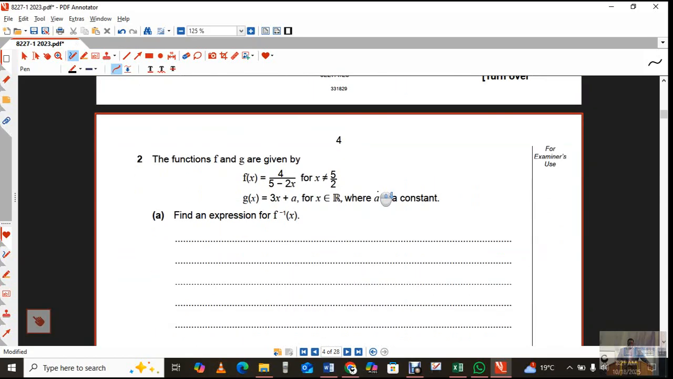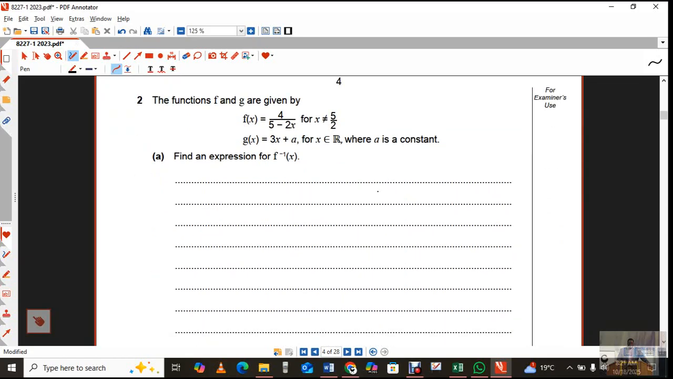Okay, good. That takes me to question 2. It deals with a bit of functions. I have function f and function g given by f of x equal to 4 upon 5 minus 2x, and then they say x should not equal 5 over 2. Once again, that condition would make that denominator 0, hence x equals 5 over 2 is not considered. This is also going to be a discontinuous curve if you have to sketch it, because you will have an asymptote at the line x equals 5 over 2 or 2.5. Then g of x is equal to 3x plus a, and x is an element of all real numbers where a is given as a constant.